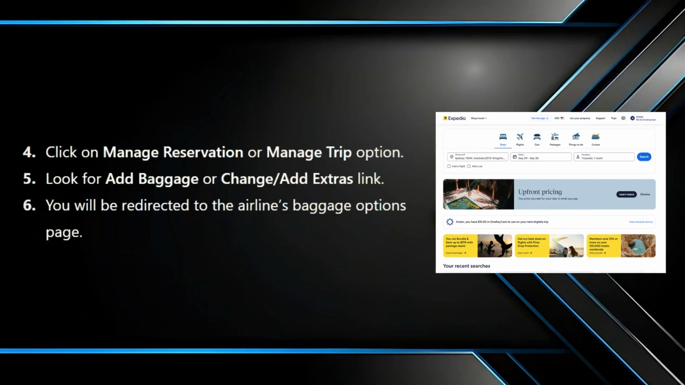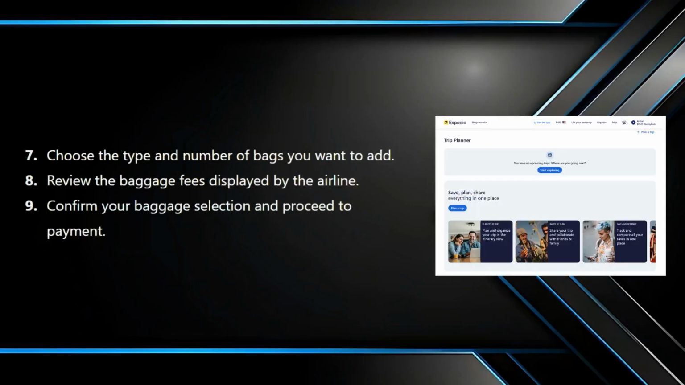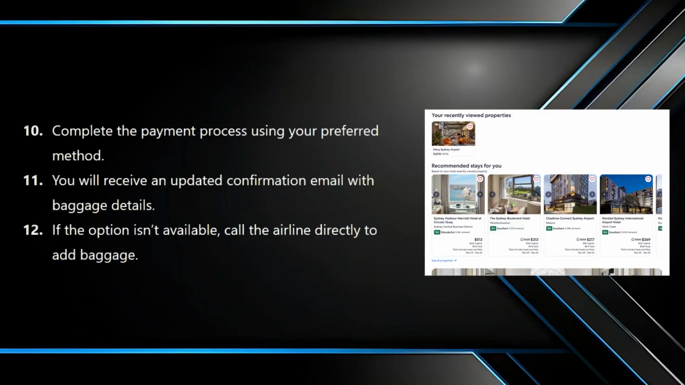You will be redirected to the airline's baggage options page. Then, choose the type and number of bags you want to add. Review the baggage fees displayed by the airline. Next, confirm your baggage selection and proceed to payment. Now, complete the payment process using your preferred method.